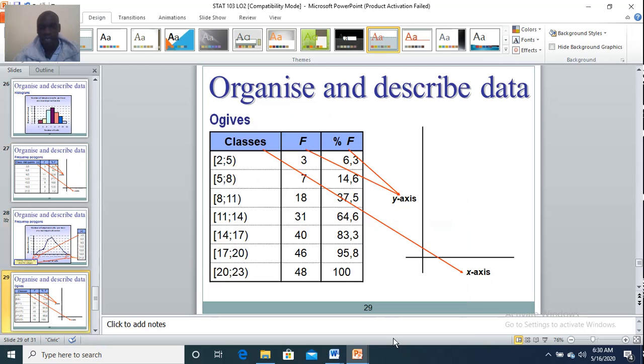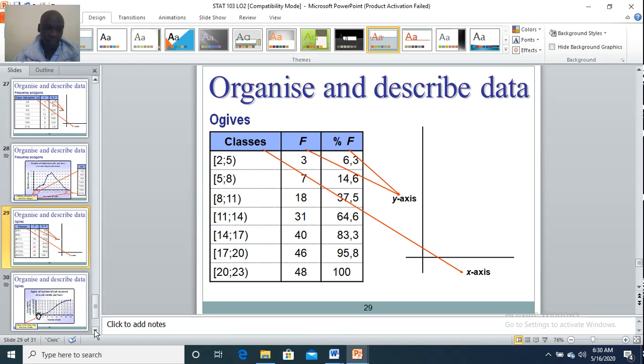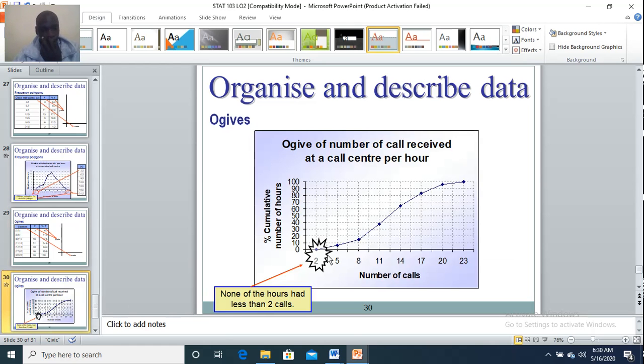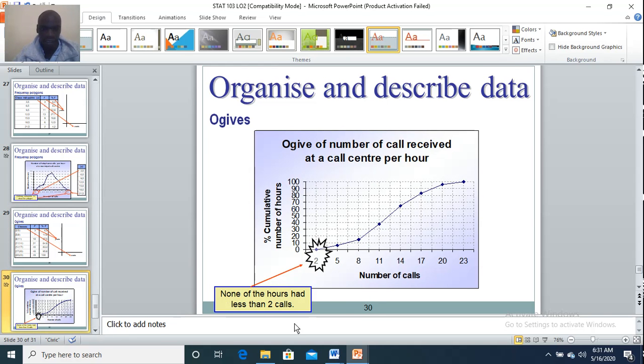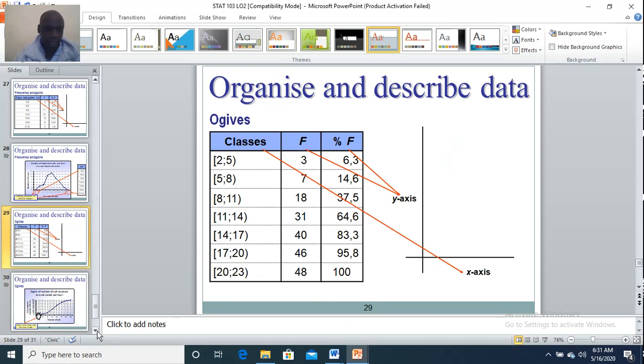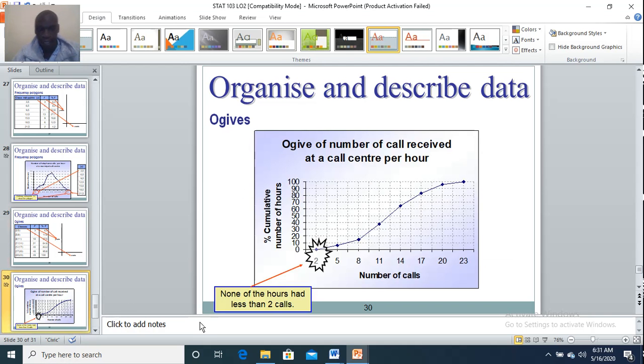Then we may want to plot the upper class limit with the cumulative frequency. So we take the 5, 8, then we take the cumulative frequency on the vertical axis. This is the graph that we come up with. It's 5 against 3, 8. 8 is the upper limit against 7. So it's 8 against 7, like that. 11 against 18, like that. So you plot, it should always come like a snake going upwards. Then you know that you have drawn it very well.